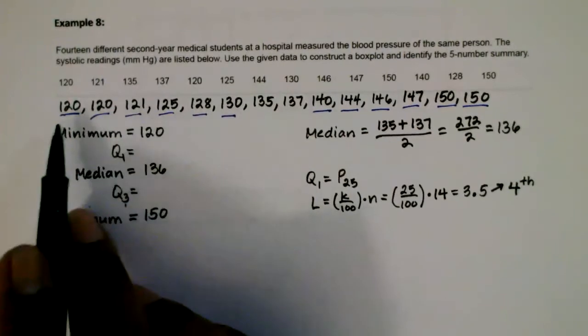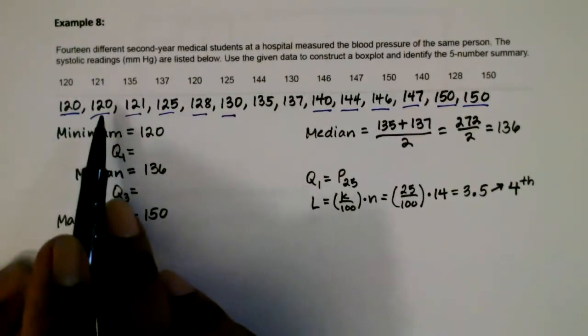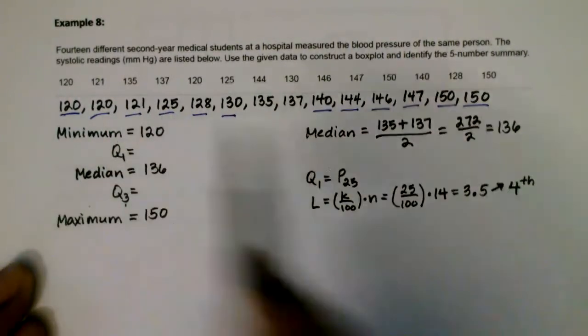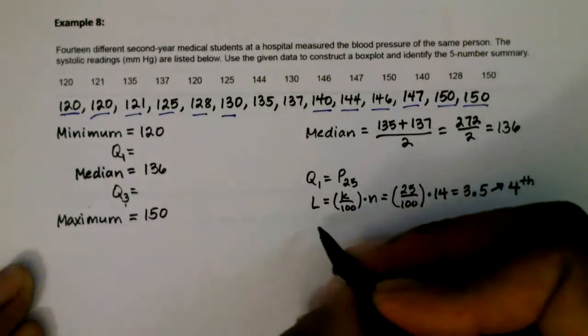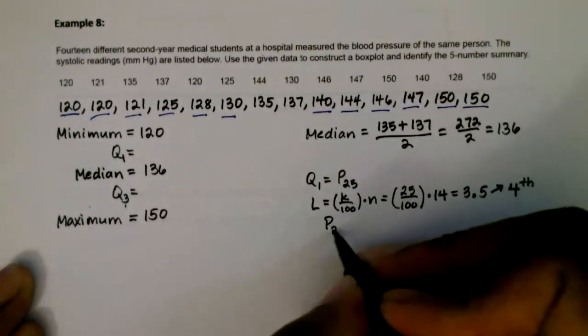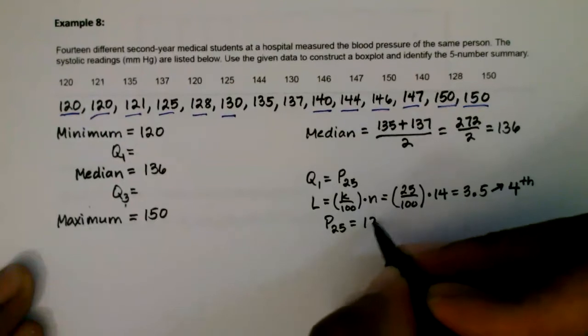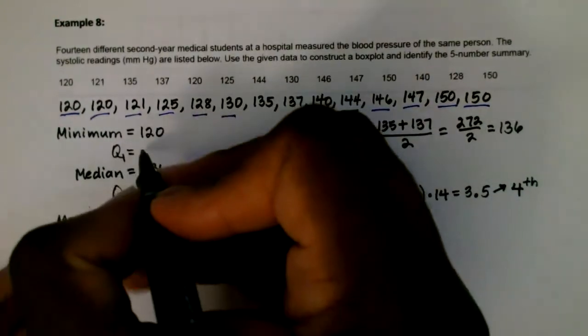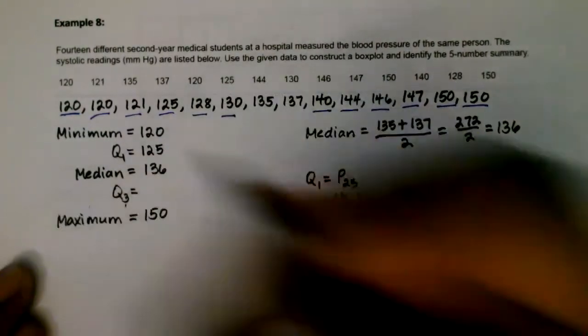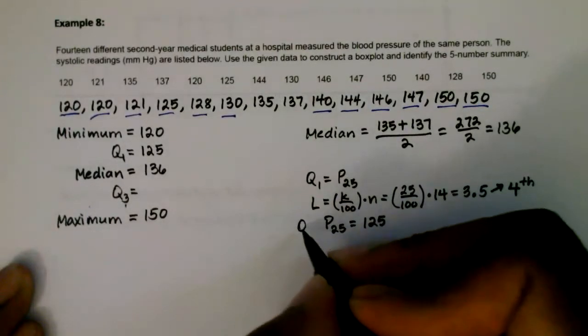Now we have to look at the sorted data set. So the 4th number there would be 125. So the 25th percentile is the number 125. Or we can just say Q1.